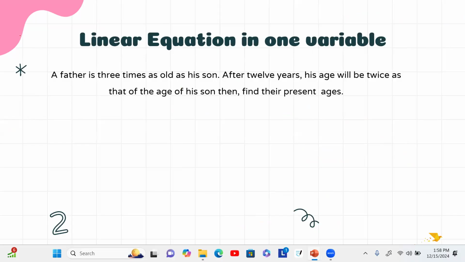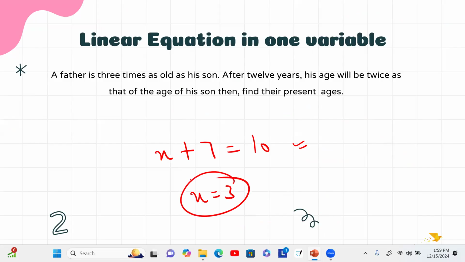Now this is linear equation in one variable. See, they will never ask you a simple question on linear equation in one variable, because if they directly give you an equation, something like this, everyone can solve it, that x must be 3, right?